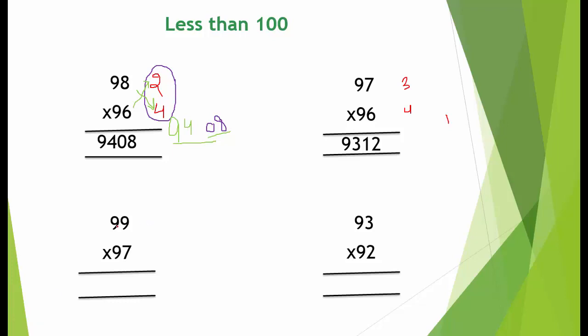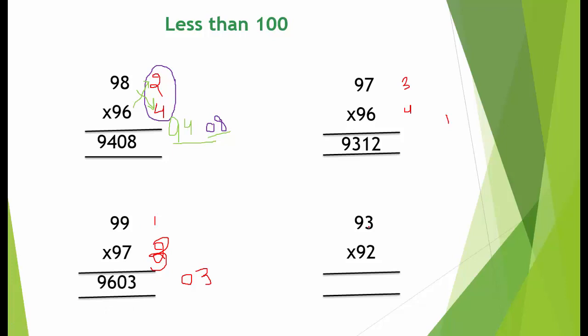Now second, here the difference is 1 and 3. Multiply 1 with 3, we will write 03. Now subtract, 99 minus 3 is 96. So 9603 will be the answer.